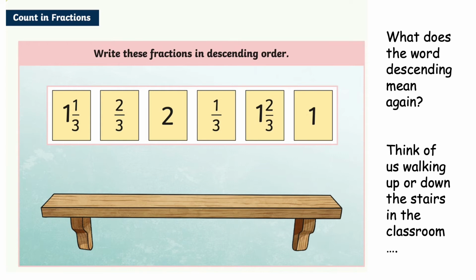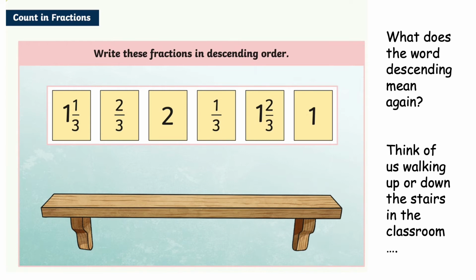Okay. The instruction here is that you will write these fractions in descending order. Now, what does descending mean? Think about when we did the walking up and down the stairs in the classroom. Can you remember what the word descending means? Yeah, it means going down. So we're going to start with the largest fraction, and then we're going to work down to the smallest fraction. Okay, so we're going to start with the biggest fraction. What do you think is the biggest number of them cards? Yeah, it's number 2. So number 2 would go on the shelf first.